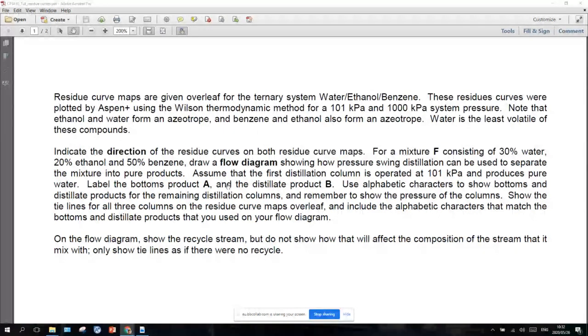Label bottom product A, distillate product B, and use alphabetic characters to show the tie lines, with the alphabetic characters matching the numbers used on our diagram. On the flow diagram, show the recycle stream, but do not show how that will affect the composition of the stream. Show only tie lines as if there were no recycle.